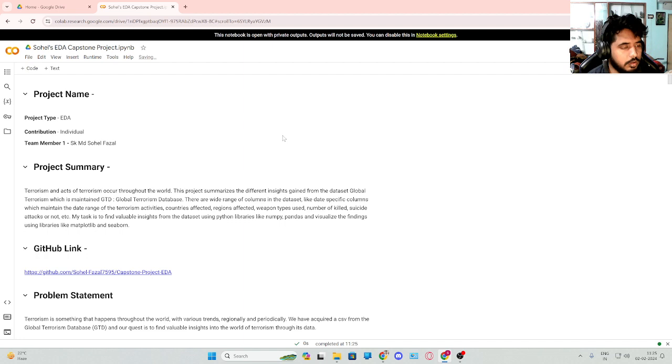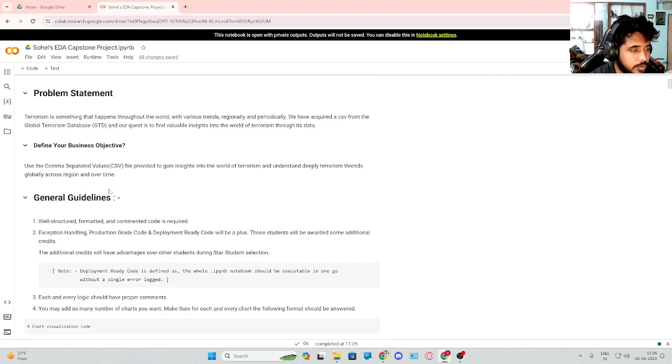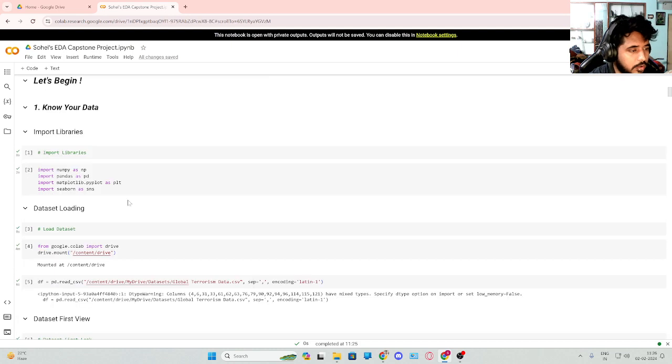So this is a submission to the Capstone project. The project is exploratory data analysis on the Global Terrorism Database. Here I have given the GitHub link, defined the problem statement, and let's begin.